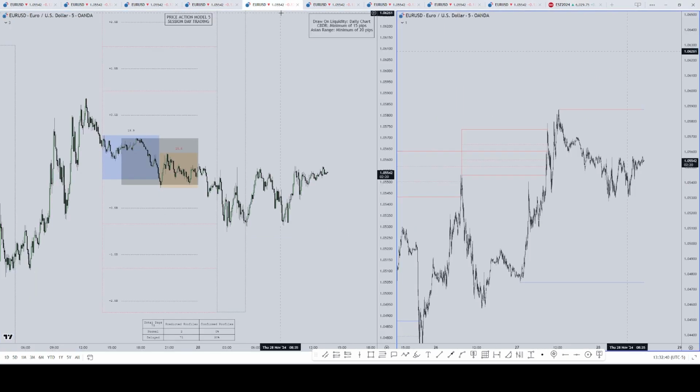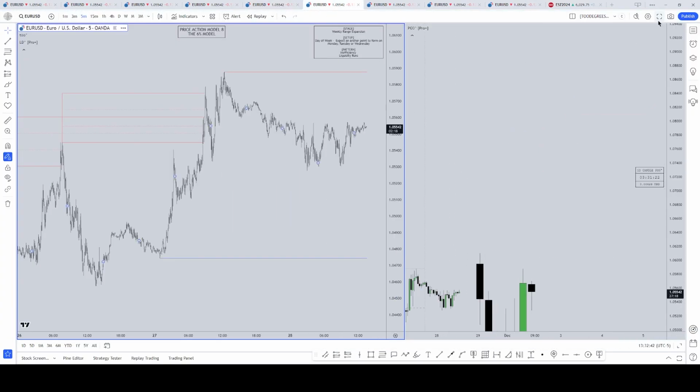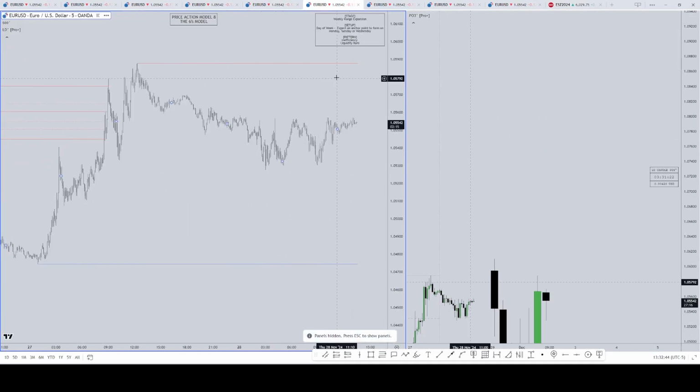Price action model 8, which is the 6% model, right? What's the stage? It's a weekly range expansion. What are we looking for? We're looking for the right day of the week, right? Monday, Tuesday, or Wednesday, and we expect an anchor point to form on either one of those days.